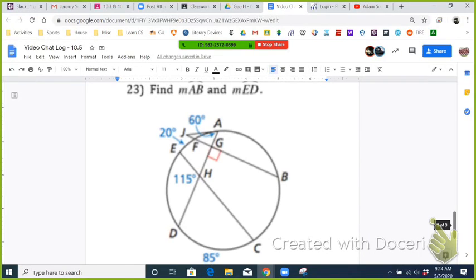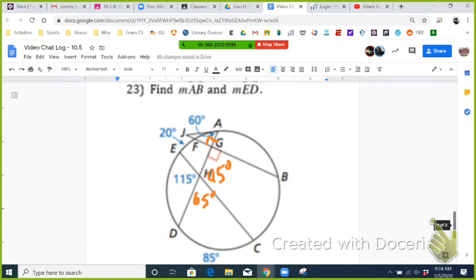Okay, so in this question we got to find arc AB and arc ED. So I'm going to start off just by finding any angles that I know. So I know that could be 90. I know that could be 115. Therefore, this here would be supplementary, so it'd be 65.